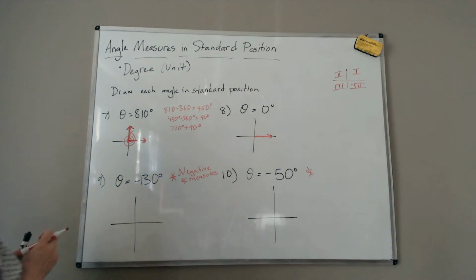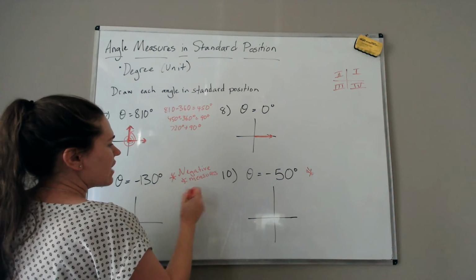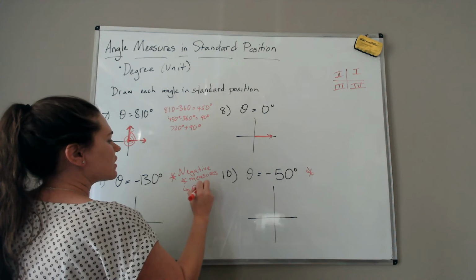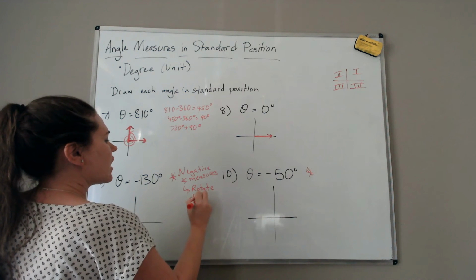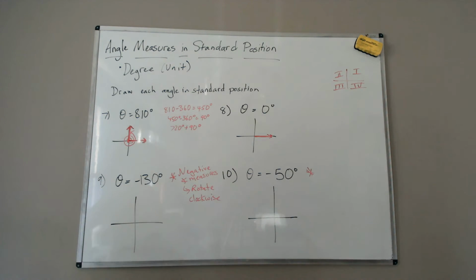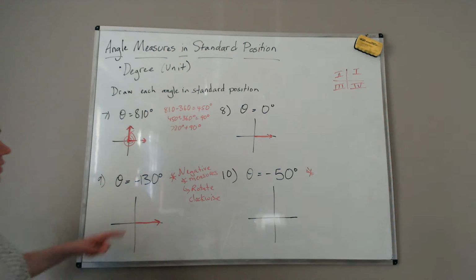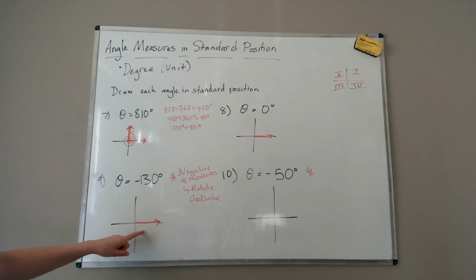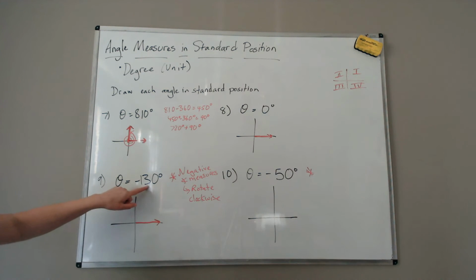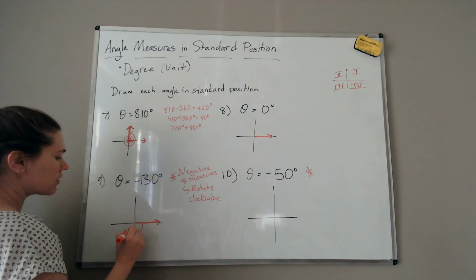So what that means is, instead of rotating counterclockwise, when you have a negative angle measure, you rotate the opposite way. So you rotate clockwise. Okay? When you have a negative angle measure, you rotate clockwise. So standard position is still the positive x-axis, but instead of rotating counterclockwise, we're going to rotate clockwise. So we have to rotate 130 degrees clockwise. So that's going to put us 90 degrees and 40 more degrees.